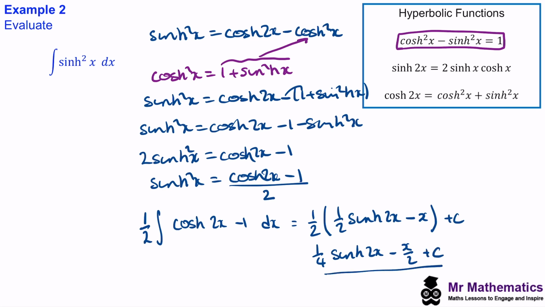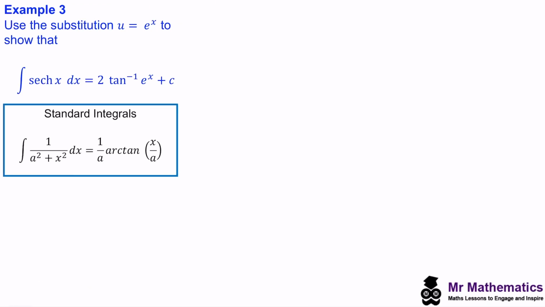Okay? And in question 3, we're going to use the method of substitution, where we'll let u equal e to the x to show that the integral of sech of x with respect to x is 2 arctan of e to the x plus constant. So the first thing we're going to do is write this as 1 over cosh of x. So what we're going to work out is the integral of 1 over cosh of x with respect to x. And we know that cosh of x is equal to e to the x plus e to the minus x over 2.